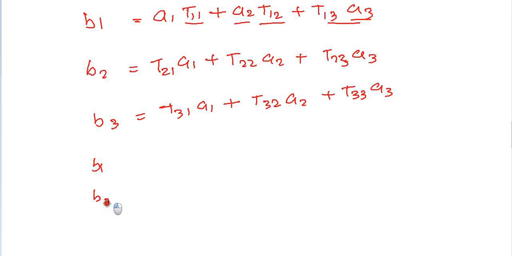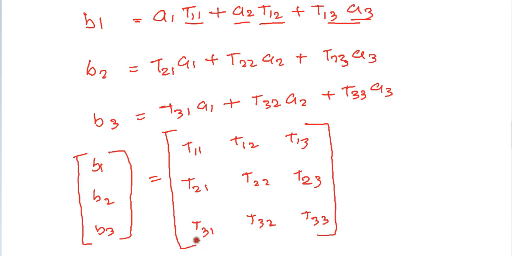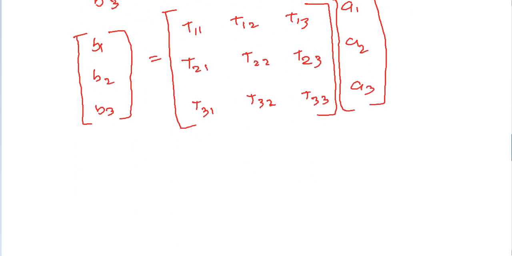From this I can write B1, B2, B3 as a matrix, equal to the matrix T11, T12, T13, T21, T22, T23, T31, T32, T33, times the column A1, A2, A3. In matrix form, in compact form, we can write the matrix of B equal to the matrix of T times the matrix of A.